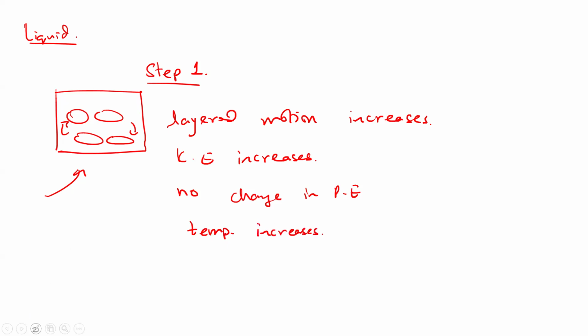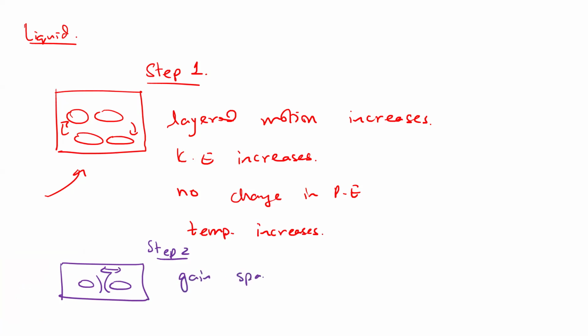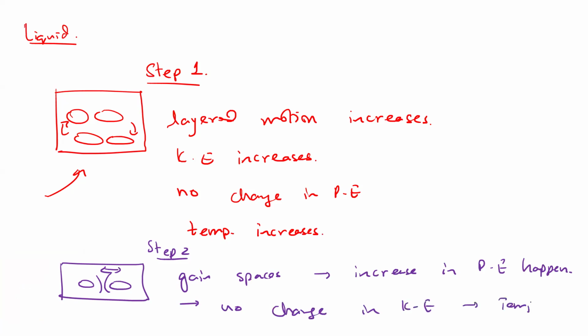So what happens next? In step two, what happens? They start to move apart. So they gain spaces, increase in potential energy happening. So no change in kinetic energy. That means temperature stays constant. Do you get this part?